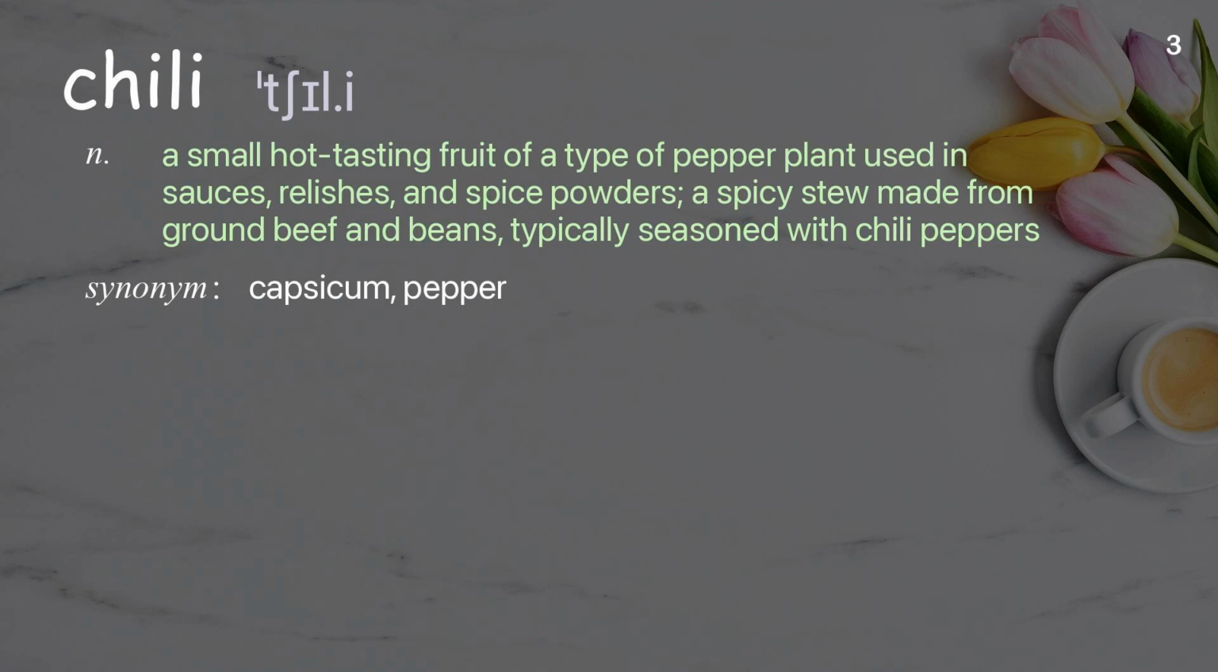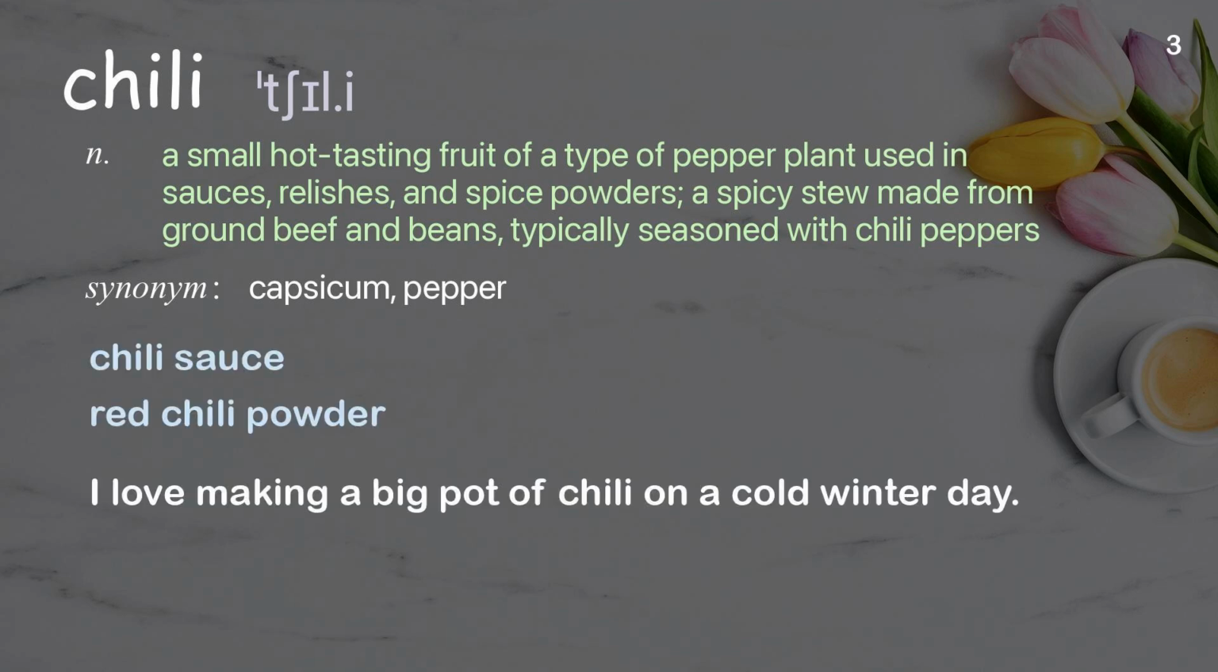Chili. A small hot-tasting fruit of a type of pepper plant used in sauces, relishes, and spice powders. A spicy stew made from ground beef and beans, typically seasoned with chili peppers. Examples: Chili sauce. Red chili powder. I love making a big pot of chili on a cold winter day.